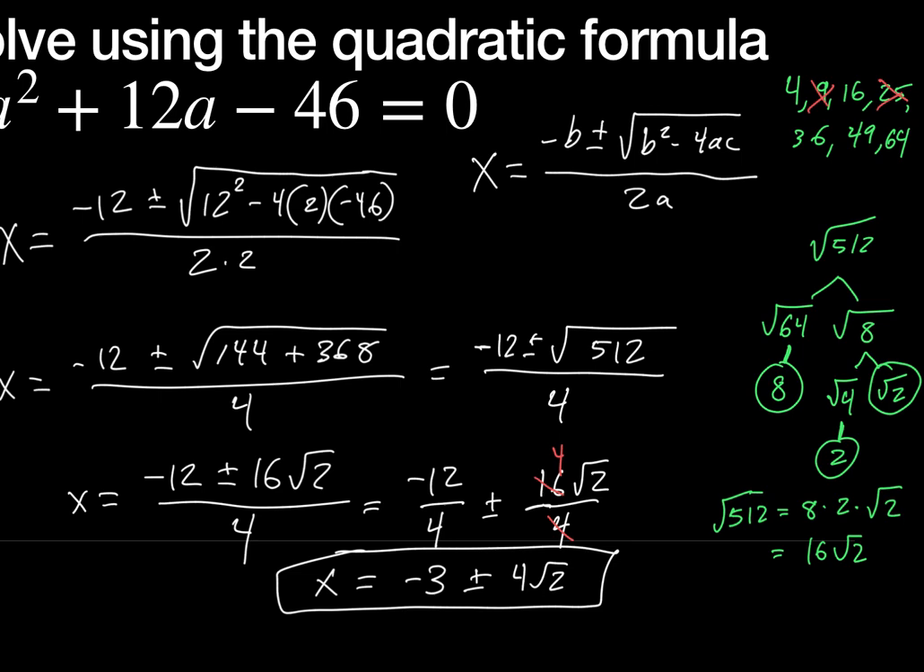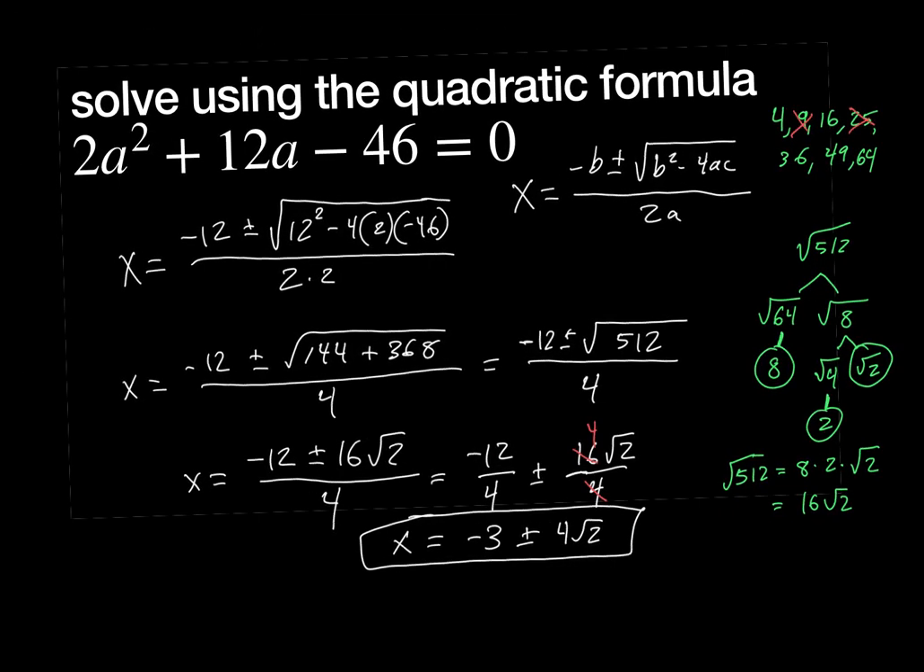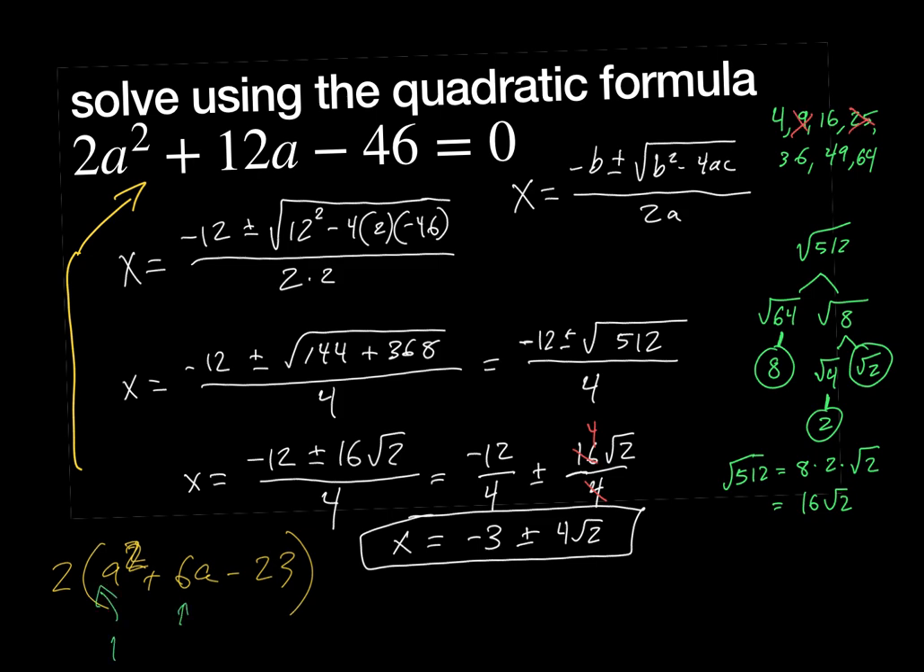Sometimes when you have big numbers like this, you could also take a look at the original equation up here and notice that all of them are even. So I could factor out a 2: 2 times (a squared plus 6a minus 23). Then I could use these values, 1, 6, and negative 23, for my a, b, and c, so that they're smaller numbers in the quadratic formula. You would get the same answer.